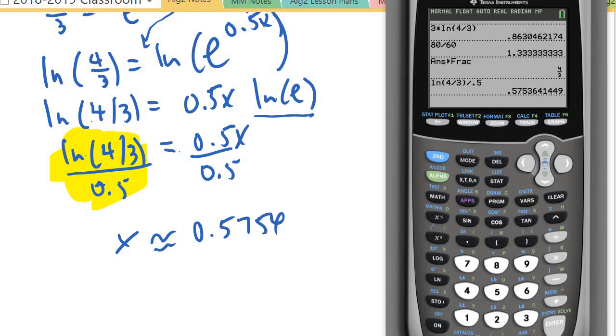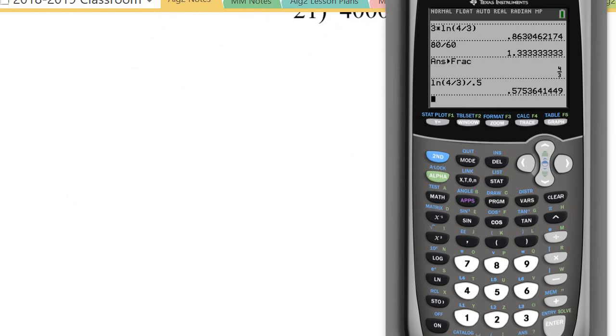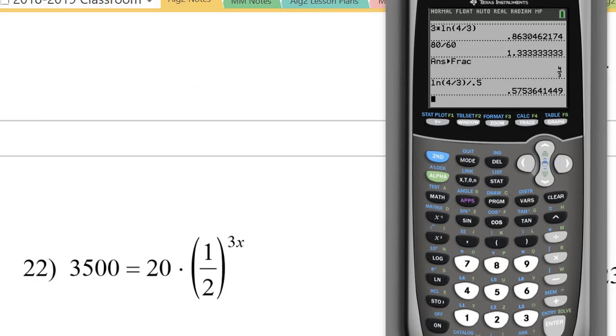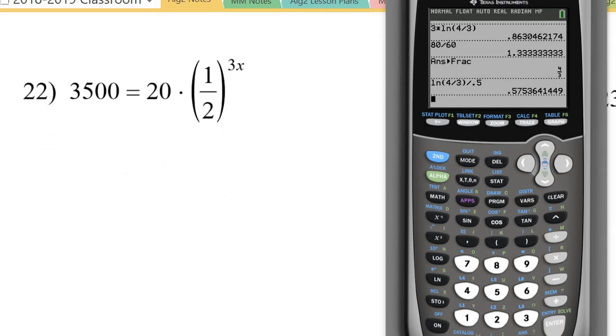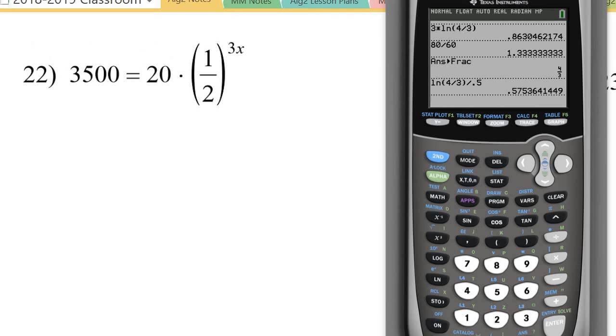Okay, so I'll do one more that looks a little bit complicated, but it's not. They're all basically the same kind of idea. All right, here is one over here that might look intimidating, but it's not really. So we need to get rid of this 20. That's the first thing we need to do. Divide by 20, divide by 20.